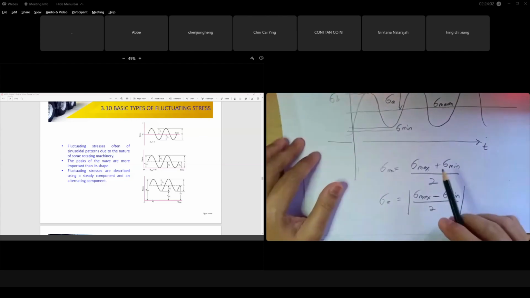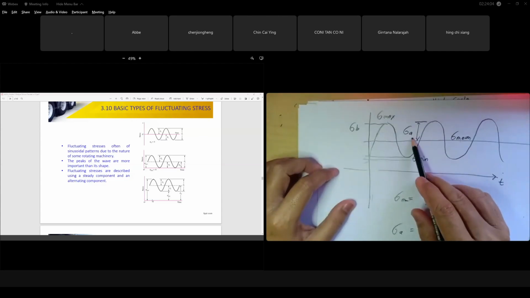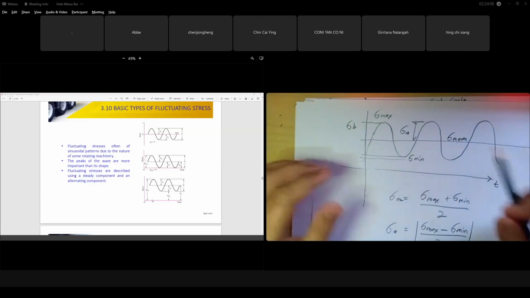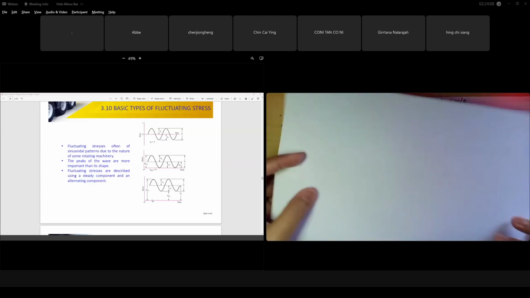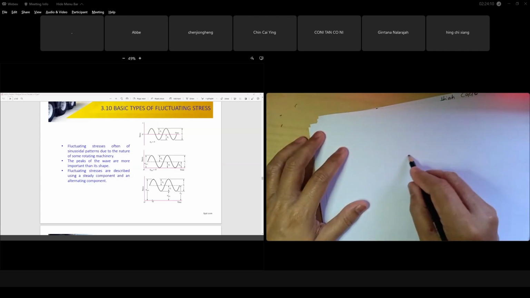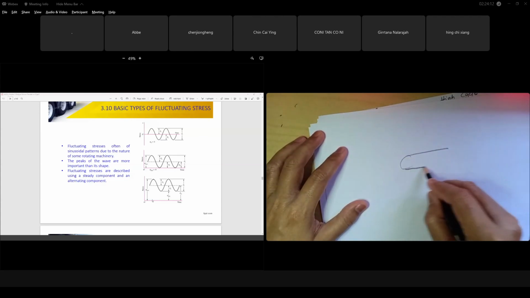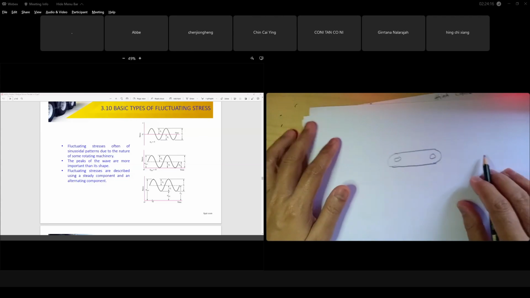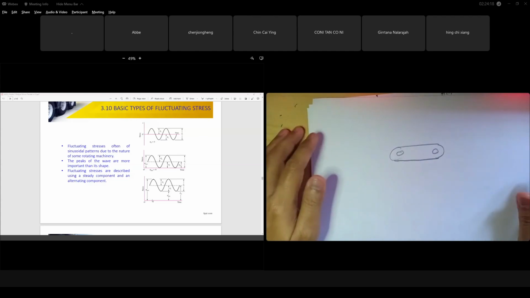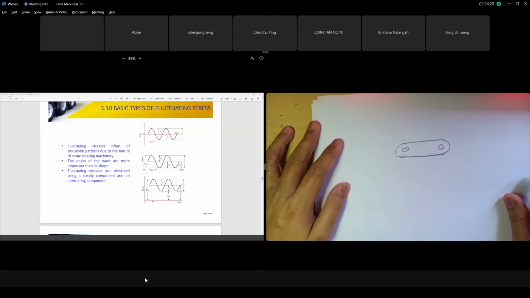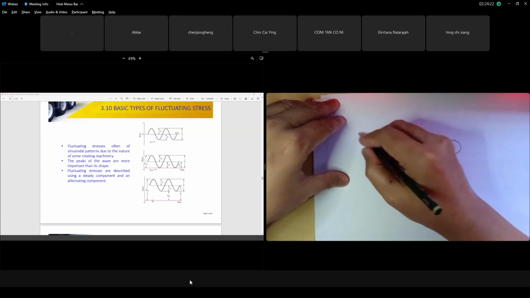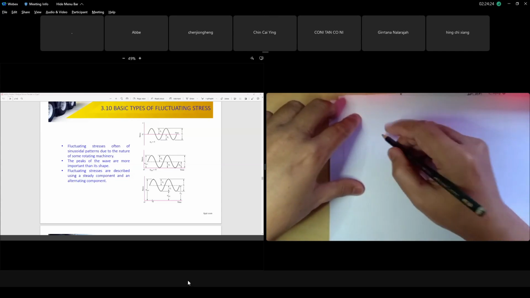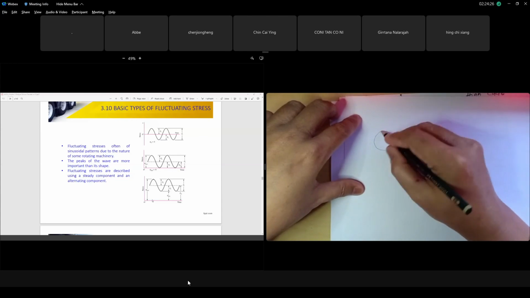That's why we always have to calculate sigma amplitude and sigma mean. That's the pogo stick case. Sometimes you have a component like a sprocket and chain. Are you listening or not? Class, fatigue loading is not just the shaft. Class, are you with me? You know sprocket and chain? Bicycle. Hello, class. Bicycle, sprocket.